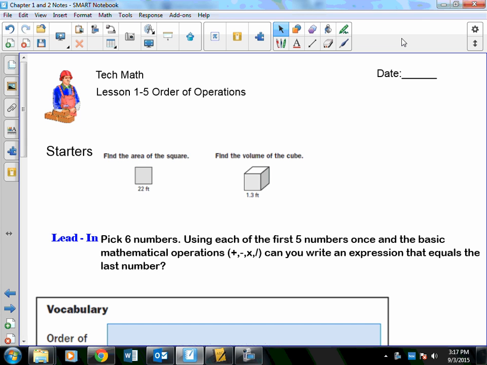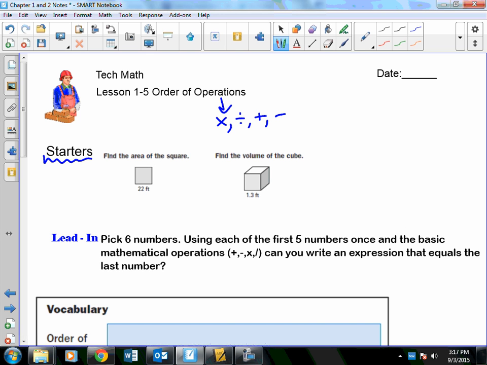Okay, so starting 1.5, we were looking at order of operations. Operations here refers to the operations of math: multiplication, division, addition, and subtraction. So that's what we're looking at today. As far as the starters are concerned, I'd like to look at areas and volumes, since those occur a lot in technical trades.